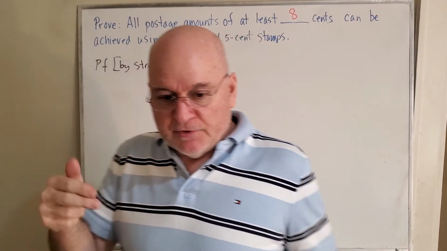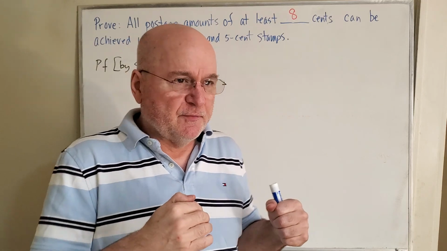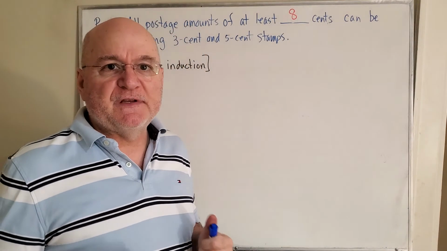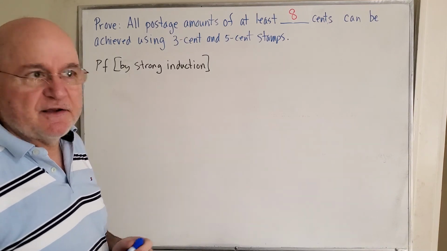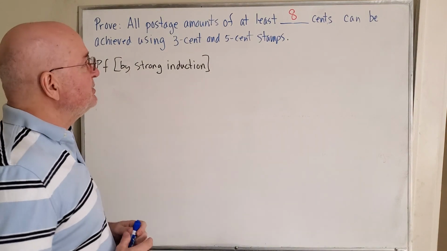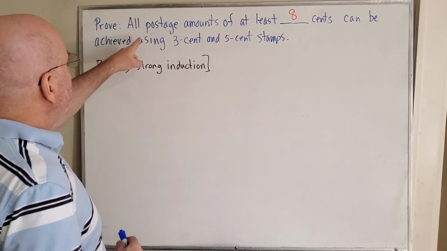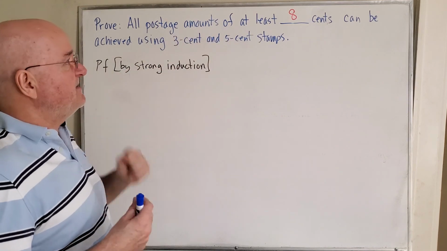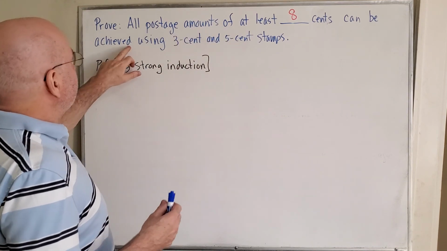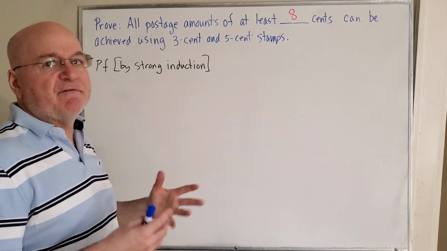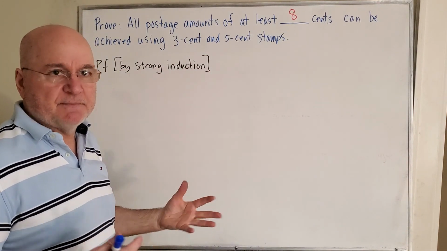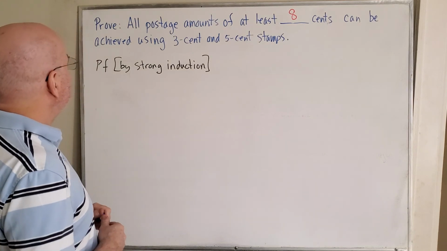In this example, we're going to redo the same example from the previous video. We're going to prove it in a different technique. We're going to use strong induction instead of regular induction or weak induction. So we're going to prove all postage amounts of at least 8 cents can be achieved or formed using 3-cent stamps and 5-cent stamps. And remember, we have an unlimited supply of 3-cent stamps and 5-cent stamps.